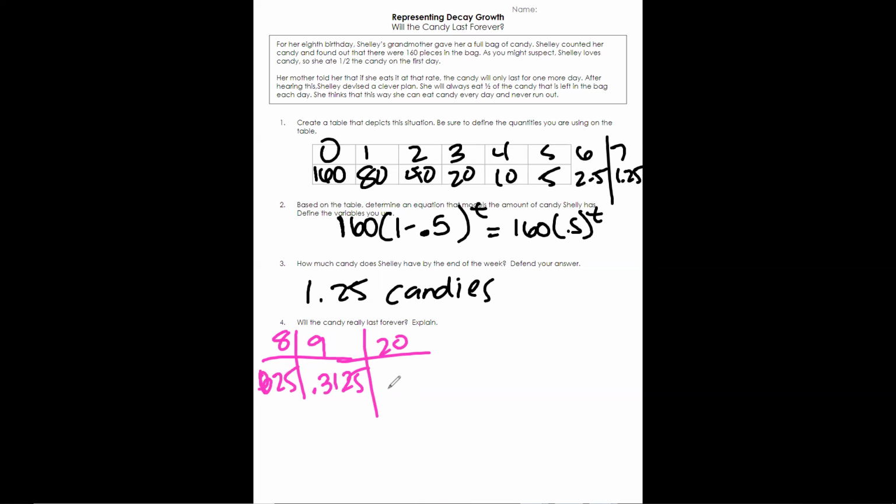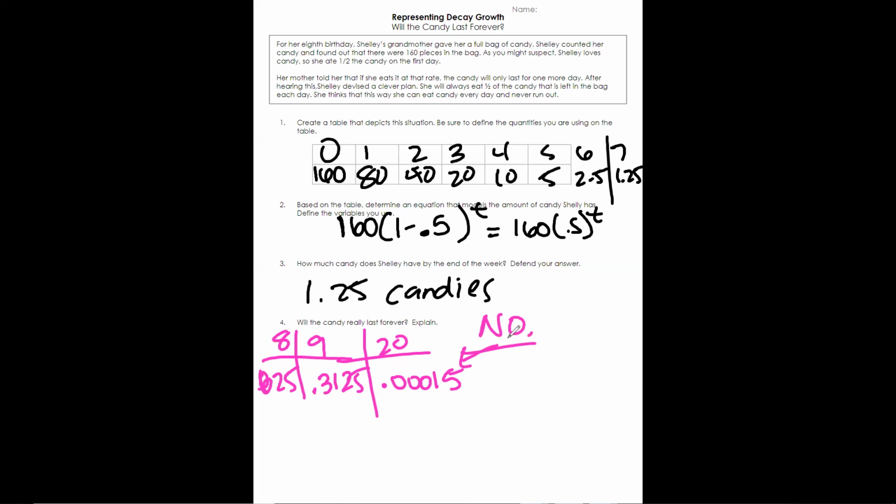You plug it into the equation. Okay, so that's going to be 0.5 raised to the 20th power, multiplied by 160. That's 0.00015. How much candy is that really? Like crumbs, right? So is the candy really lasting forever? Not really, right? Okay, so no.